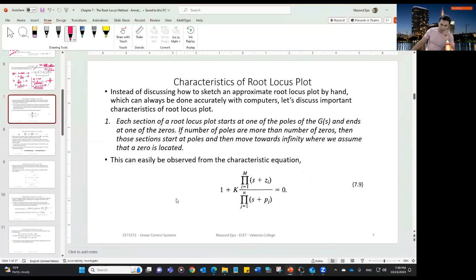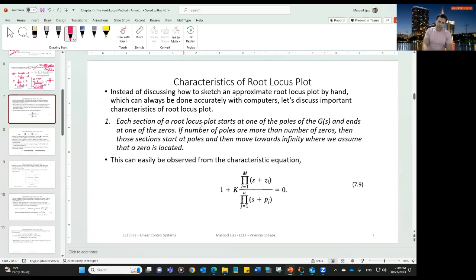So characteristics of root locus plot. Now, this is basically where we are discussing how to plot it manually, not with the computer. Instead of discussing how to sketch and approximate root locus by hand, which can always be done accurately with computers, let's discuss important characteristics. These characteristics are basically how you're going to plot it and where the roots are going to be located, but you're not required to do that by hand, as I said.